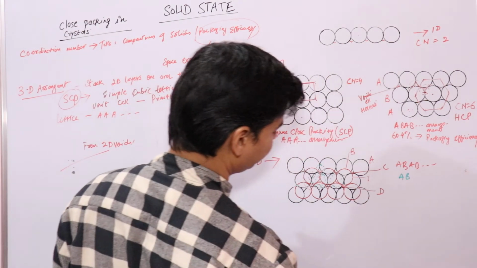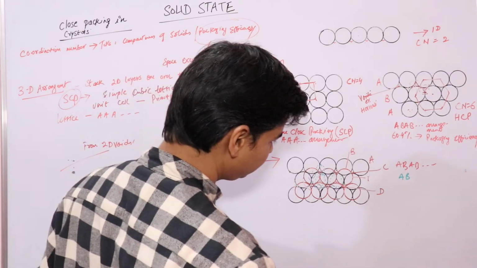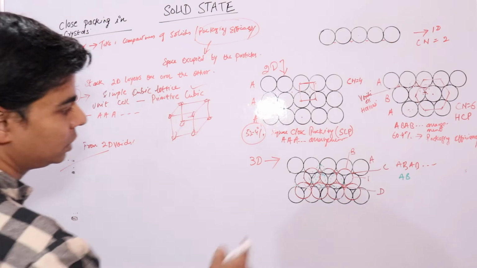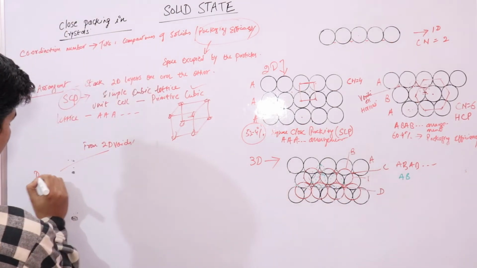So the kind of arrangement that we will get is AB, and this is again ABA arrangement that we will get, because the third layer is the same as the first layer. And this arrangement that we will get is your HCP arrangement. We have called these voids D voids. Nice place to build the third layer.